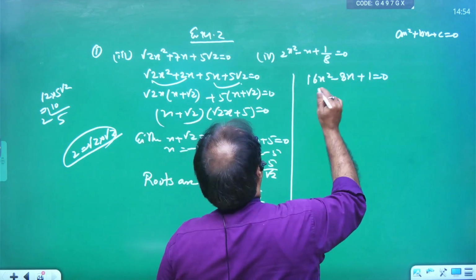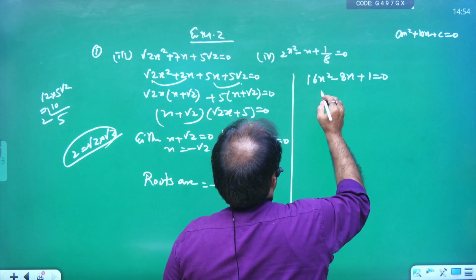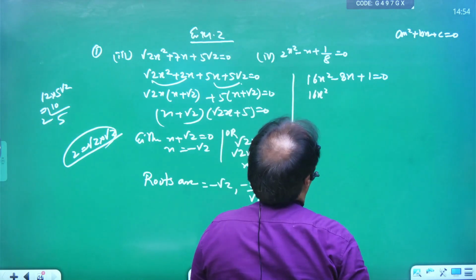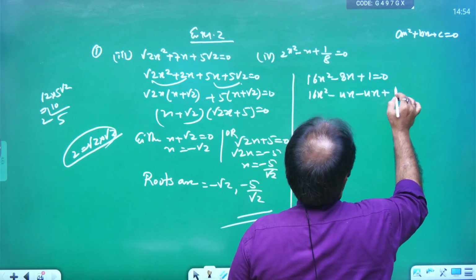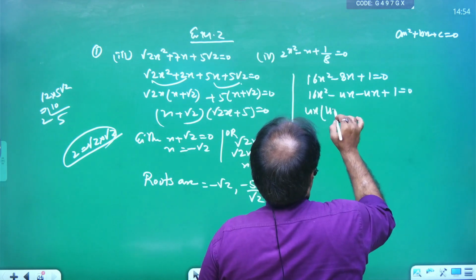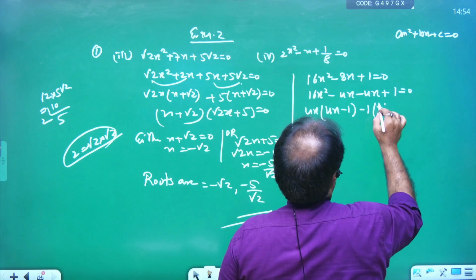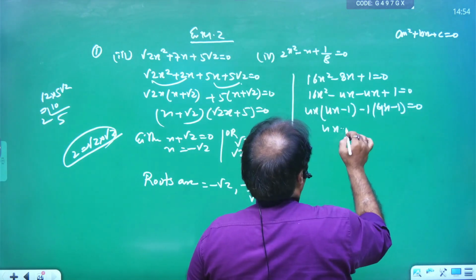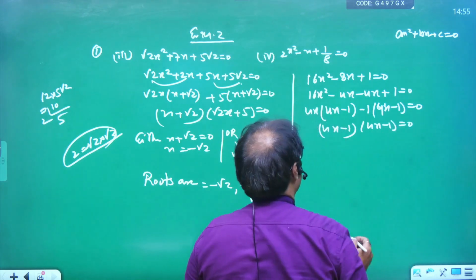Now split it: 16 ones are 16 and here is 8. So we can write 16x square minus 4x minus 4x plus 1 is equal to 0. So 4x is common: 4x minus 1, and here minus 1 is common, so minus 4x minus 1. So 4x minus 1 and 4x minus 1 is equal to 0.